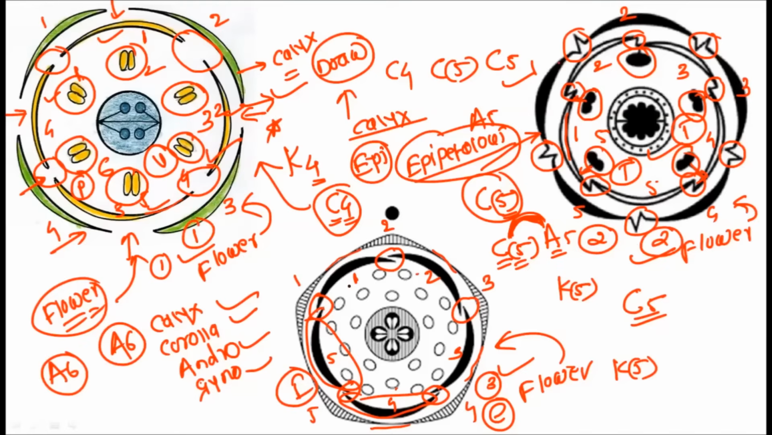Now let us observe the third diagram. See, in the third diagram countless androeciums are there. In such a condition we give A infinite. A infinite means an infinite number of androeciums are there, and they are not fused with one another. So polyandrous condition is there, and they are not showing fusion with the petals as well. So here there is no requirement of this particular sign in the third diagram.